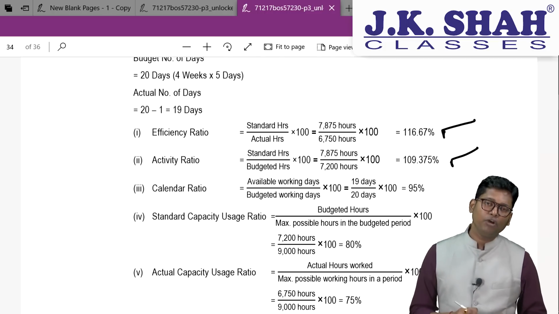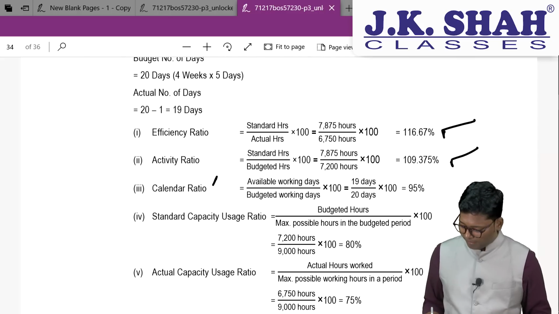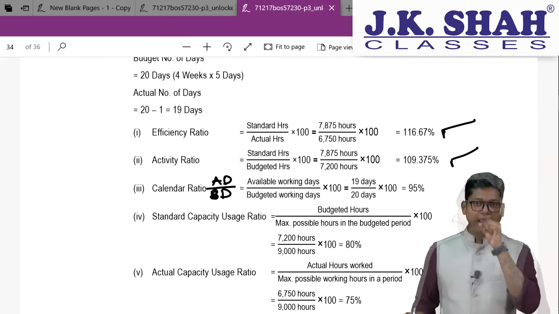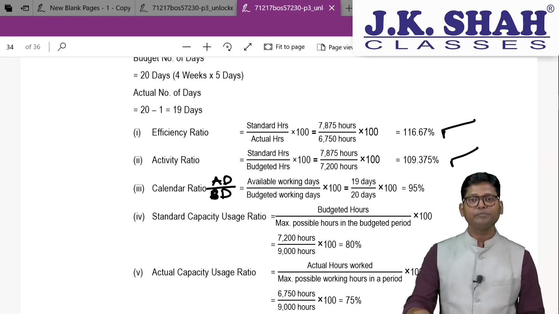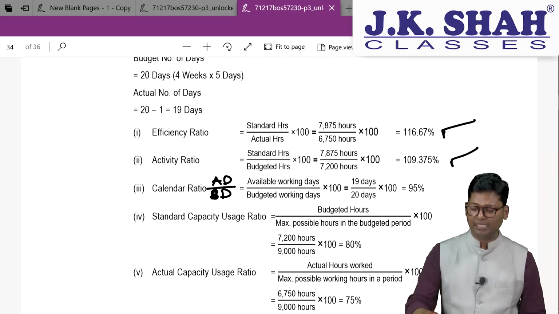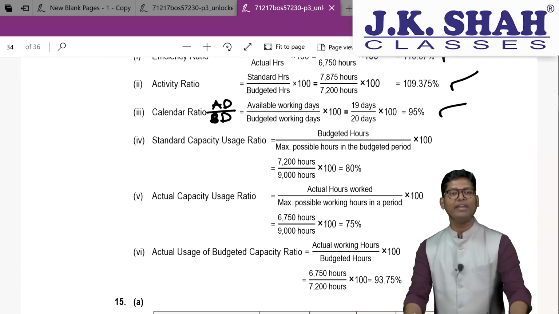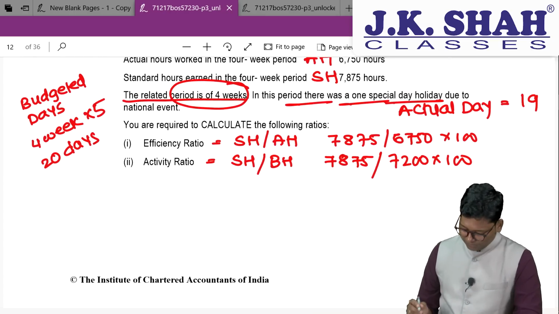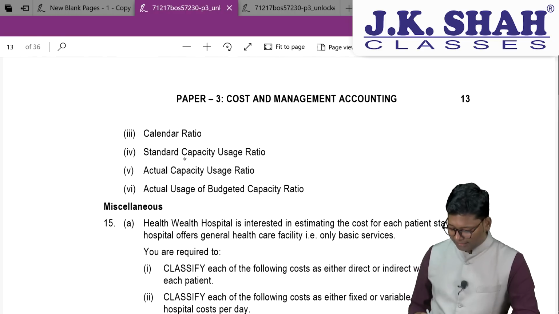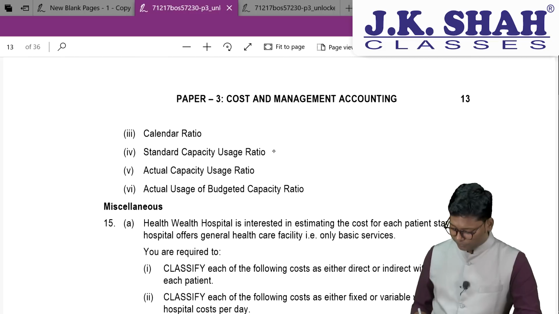Calendar ratio: whenever you are talking about the calendar ratio, it is a comparison of days. You should compare your actual days with your budgeted days. Actual number of days worked is 19, but the budget was prepared for 20 days. That means full calendar capacity has not been utilized by the company. 95% is the answer.